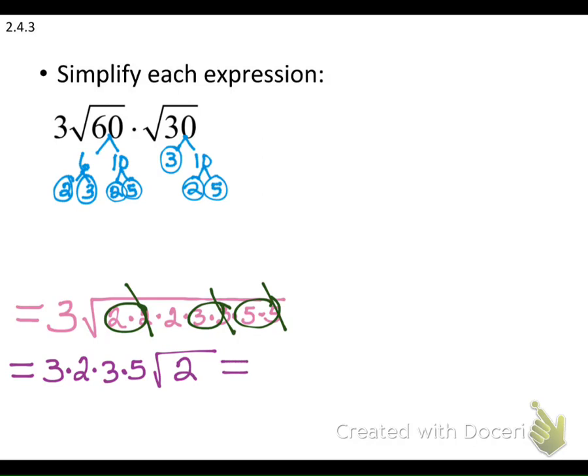And then you simplify. So 3 times 2 is 6. 6 times 3, 18. 18 times 5, 90. Square root 2, and that's your final answer.